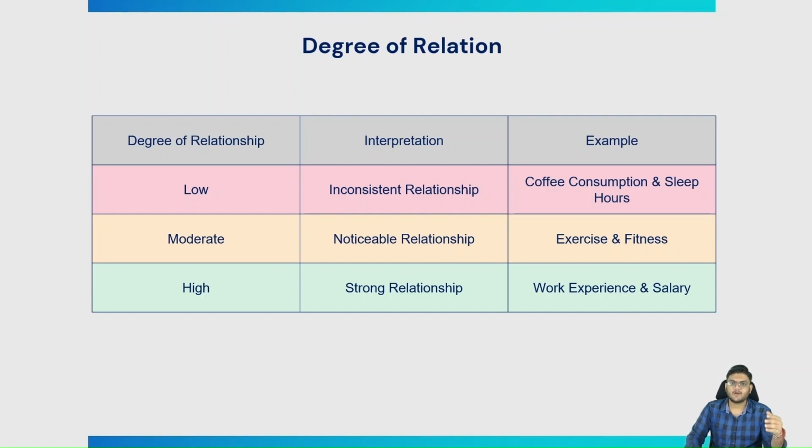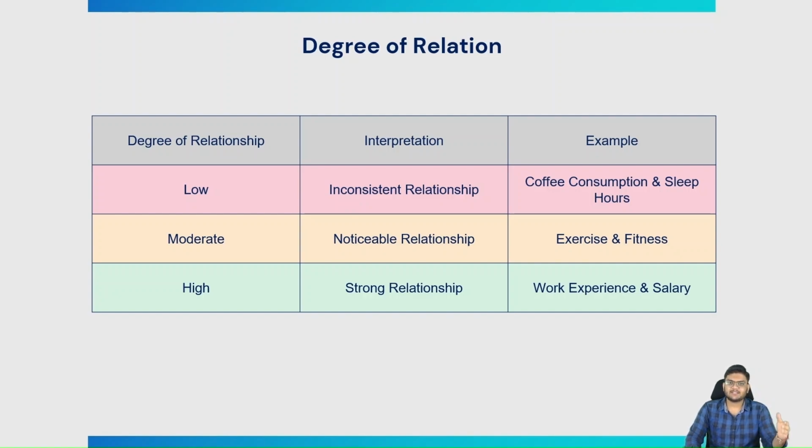The next is moderate. When the degree of relationship is moderate, then there is a noticeable relationship between two variables. Here, the effect of one variable over the other is significant but not strong. A good example for this can be fitness and exercise. Regular exercise does improve fitness, but the relationship is not extreme as it is not the only factor affecting fitness.